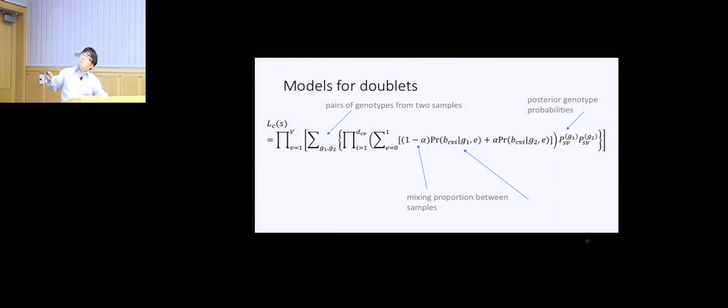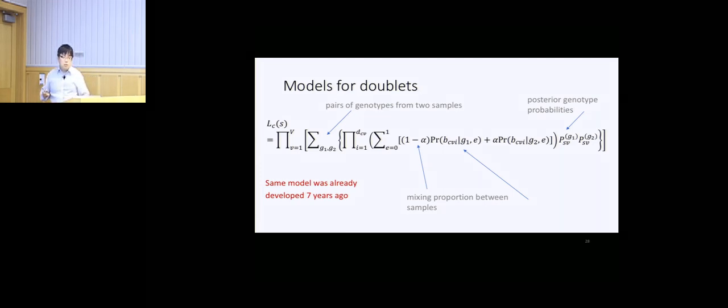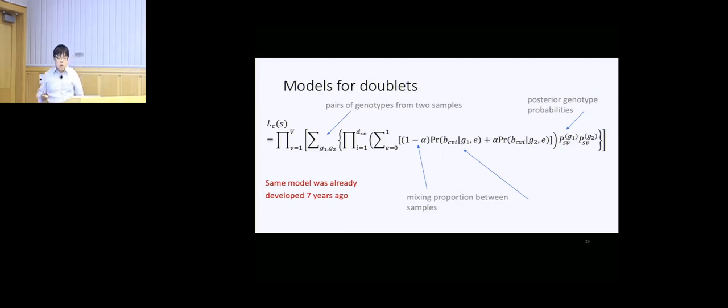It's basically the same method, except that you assume that there are two possible genotypes, and the likelihood of reading one particular allele is a mixture between coming from one sample versus coming from another sample with some mixing proportions. This was actually developed several years ago. This is not new.